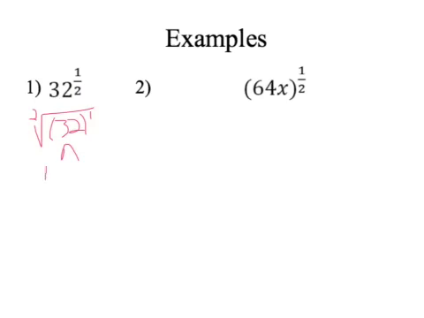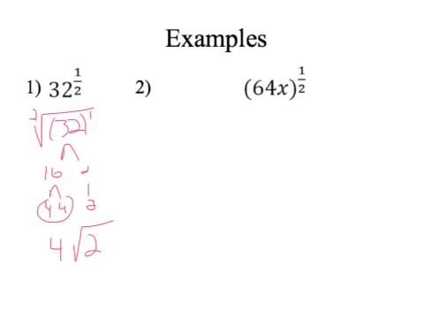Right, 32 is 16 and 2. 16 is 4 and 4. Bring down the 2. You could stop right there because you have a pair and you can't break down 2 anymore. Pairs go on the outside, so it'd be 4 radical 2.